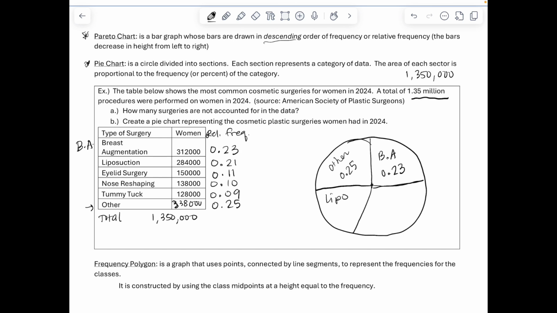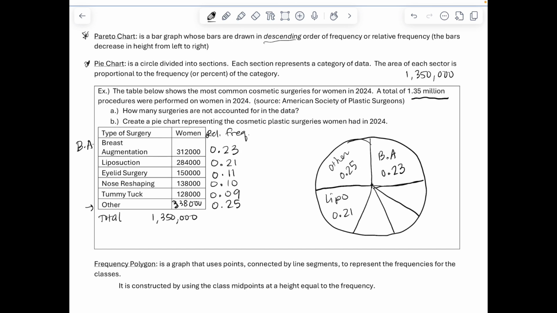And it does not matter where you place these in your circle, just as long as you label them and then also put those decimals. The last three that we have are 0.11, 0.10, and 0.09, very similar in size. So I'm going to go ahead and split my remaining part up. The largest one that I have looks like this bottom one, just how I drew it.